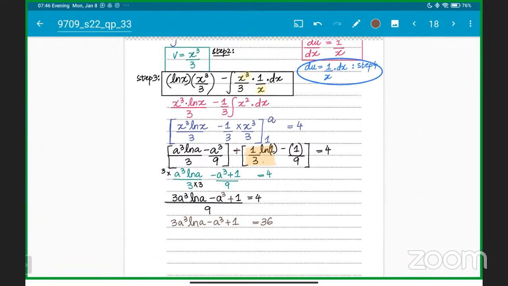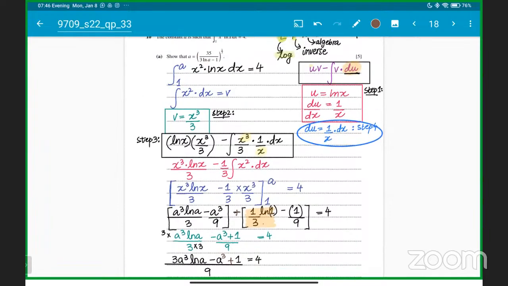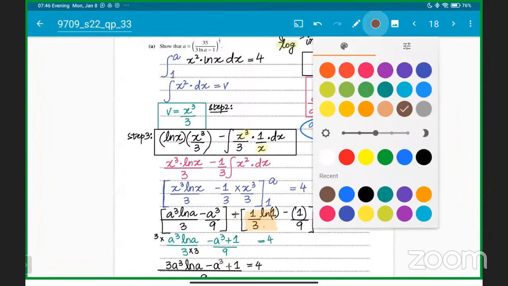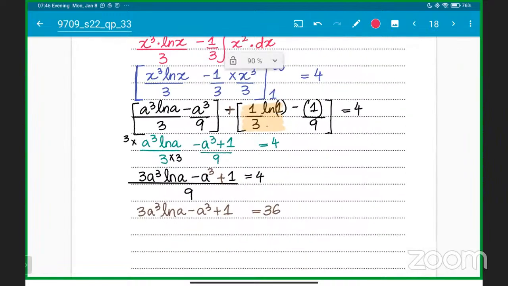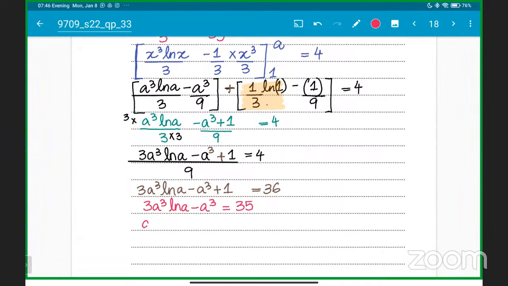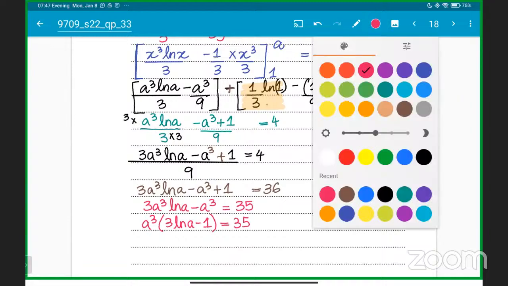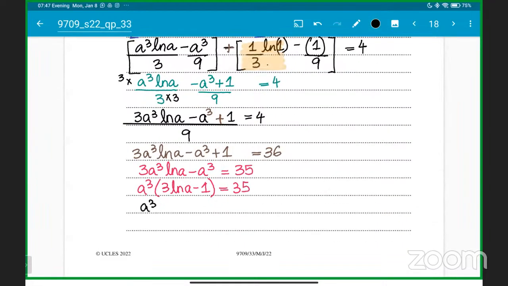No, sir. Here we can see easily that 35 should come, so we can clearly get an idea here. It will be 3a cube ln a minus a cube, and 36 minus 1 will be 35. Then you can take a cube common, so it will be a cube times (3 ln a minus 1) equal to 35. And here we go, sir, because we have to prove it.